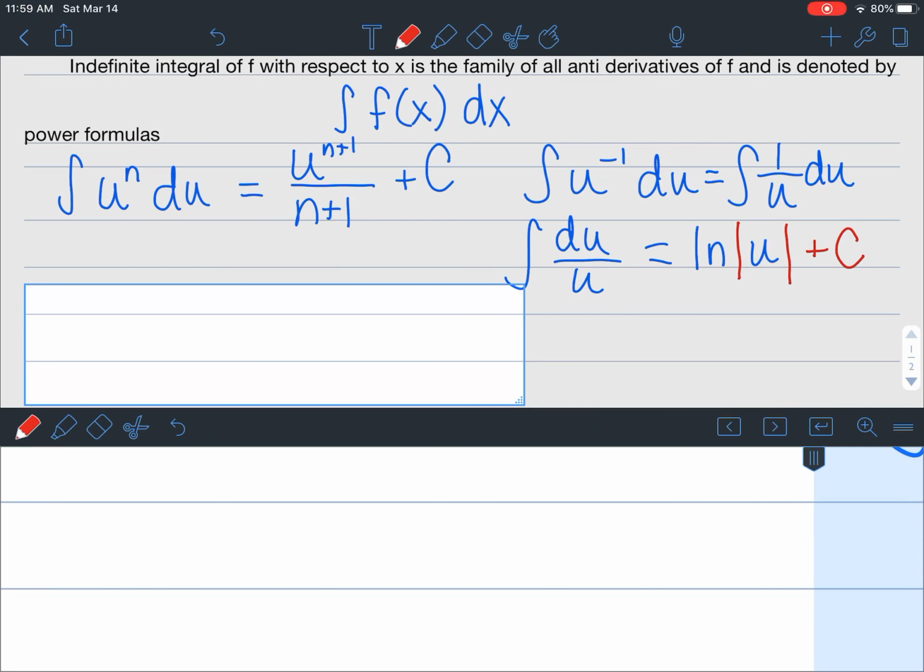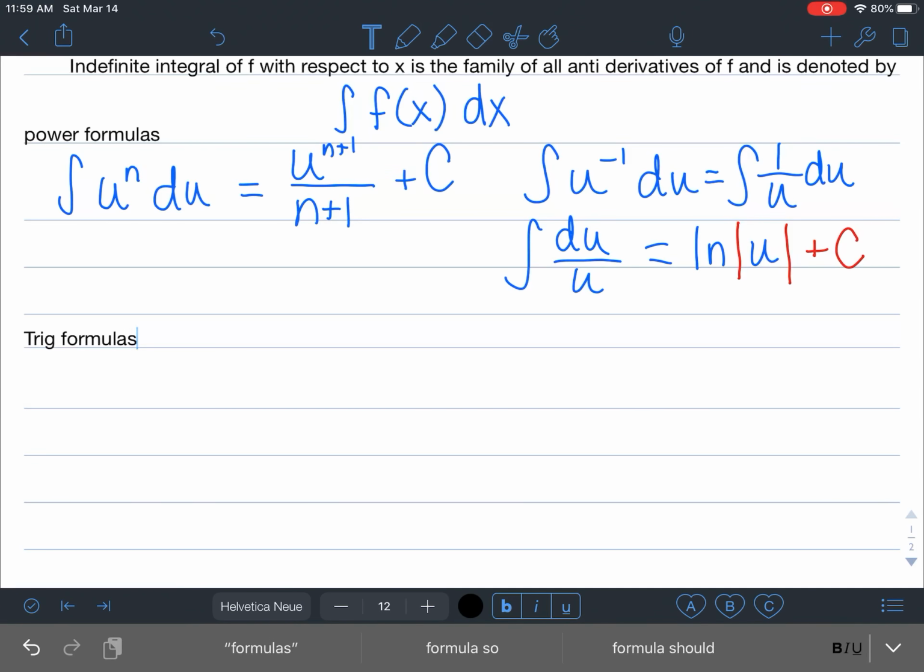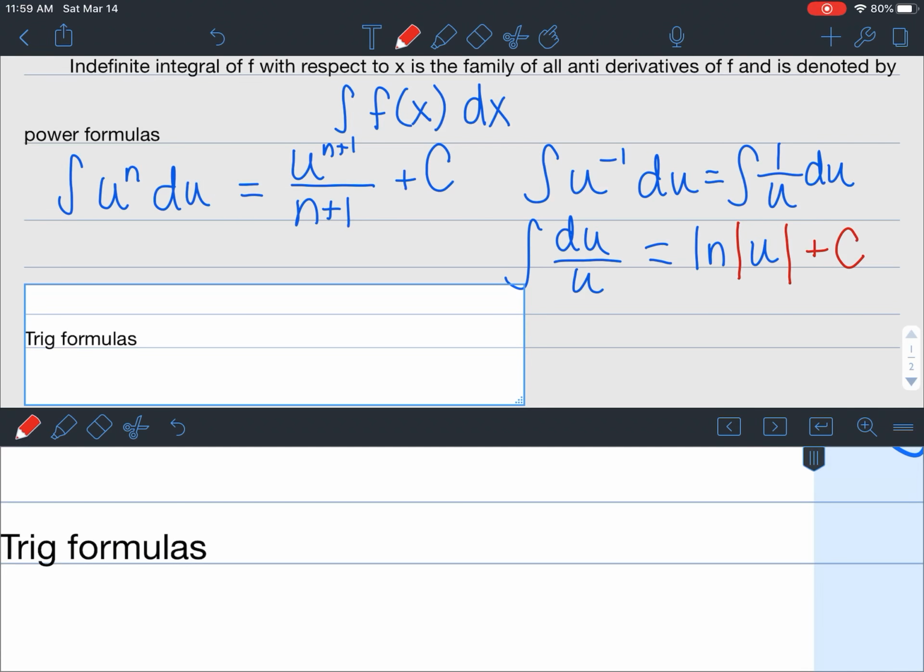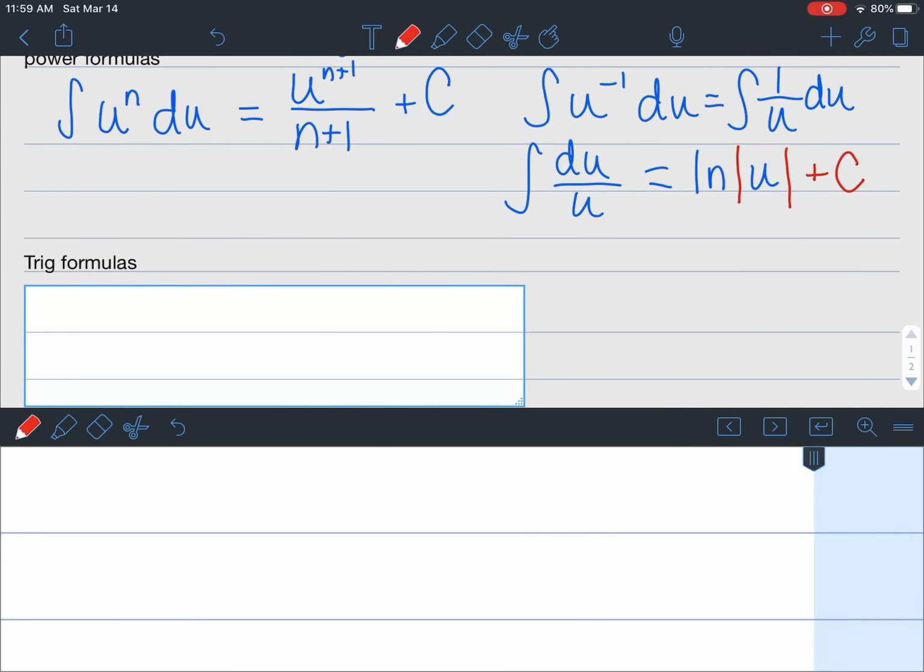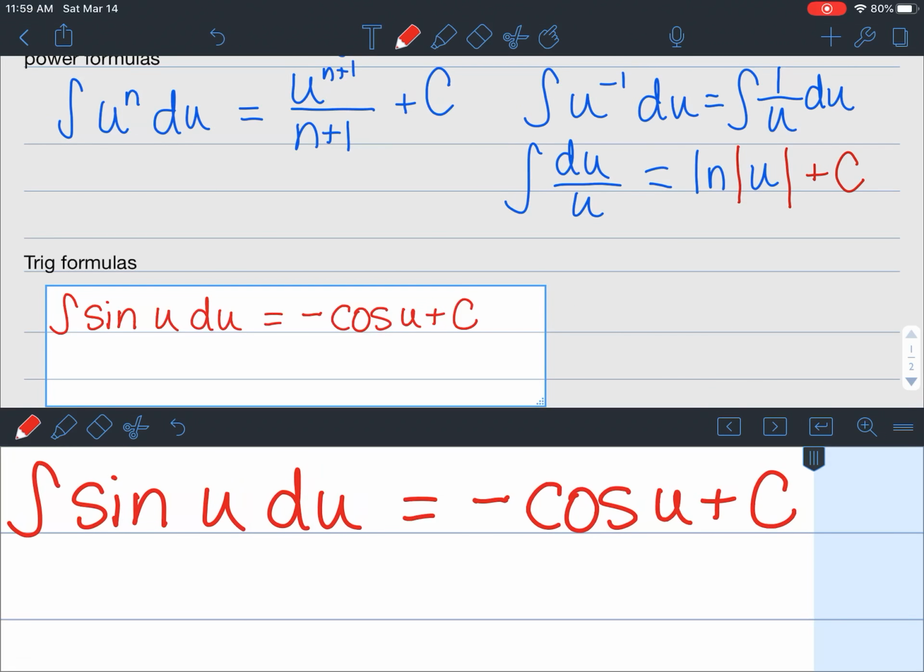Now we're going to make a list of some trig integrals. Again, you're going to know most of them, but it is nice to have them all in one place. Okay, so here we go. The first one is sine. So the integral of sine u du, and they're just using u as a generic variable. It could have been anything. They're just choosing to use u. So the integral of sine u du is negative cosine u plus c. Again, don't forget your plus c.